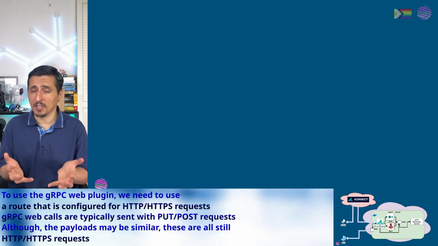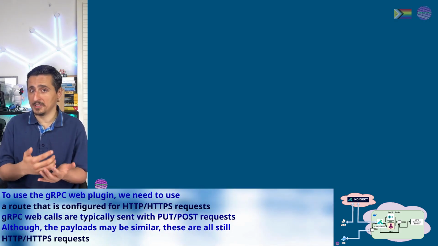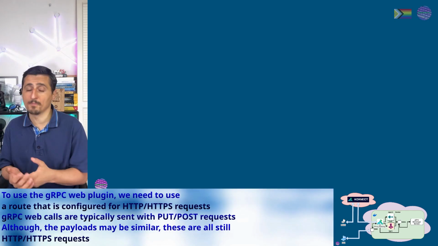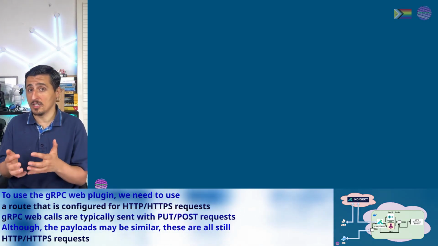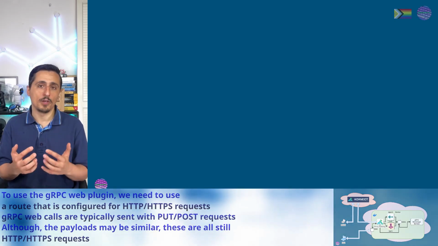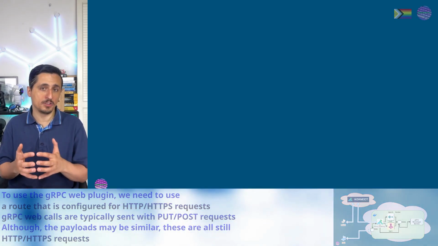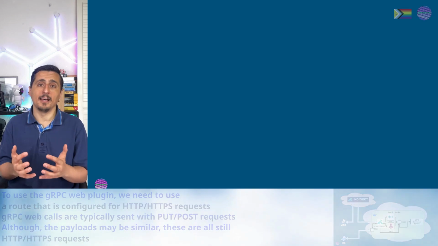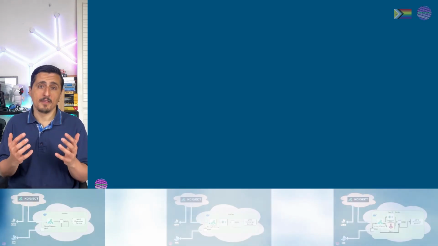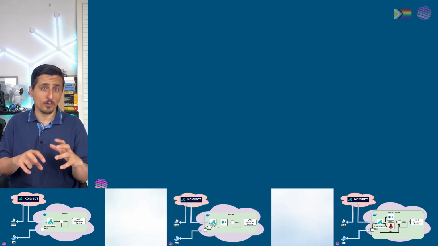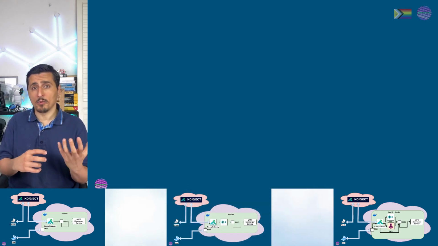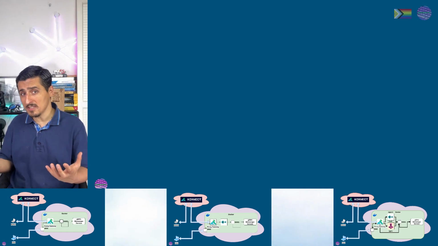We have seen in this video how the gRPC protocol works, how it works for clients, for services, and for the gRPC web clients. We have also seen different ways to install these two plugins that Kong Konnect provides. These plugins work basically to convert HTTP or HTTPS requests to gRPC requests.